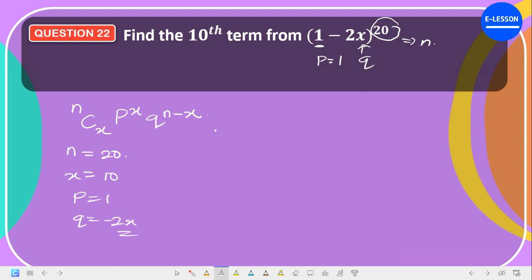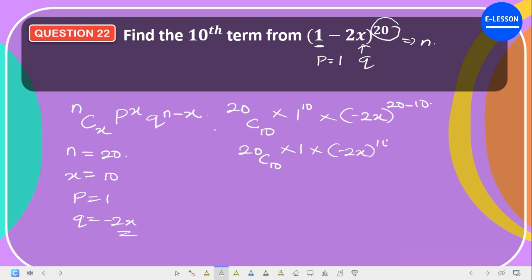Now, substituting in, what do we have? We have 20 combination 10. Then what is your p? Times 1 raised to the power of s. Times, what is your q? Is minus 2. Sorry, 1 raised to the power of 10. Are we getting it? Because s is 10. So we have minus 2x to the power of what? N minus s. What is your n? 20. What is your s? 10. So this gives us 20 combination 10 times 1 to the power of 10 is 1. Then times minus 2x to the power of 20 minus 10 is 10.